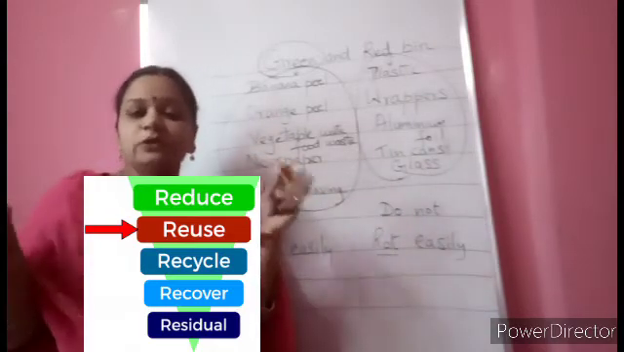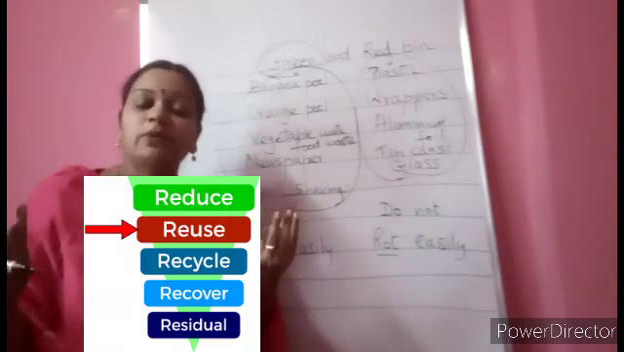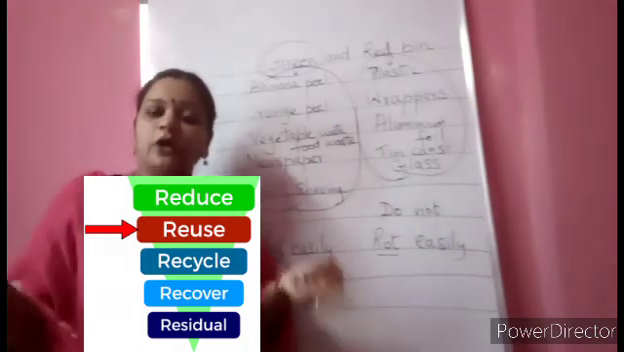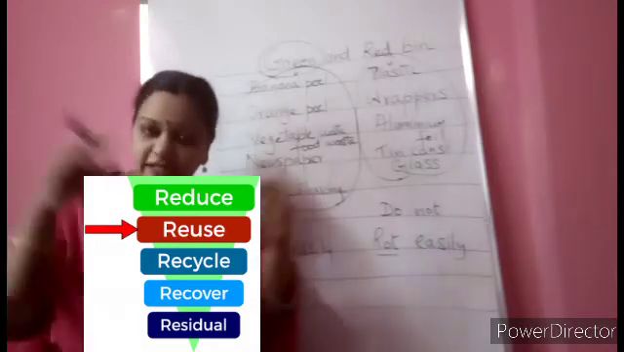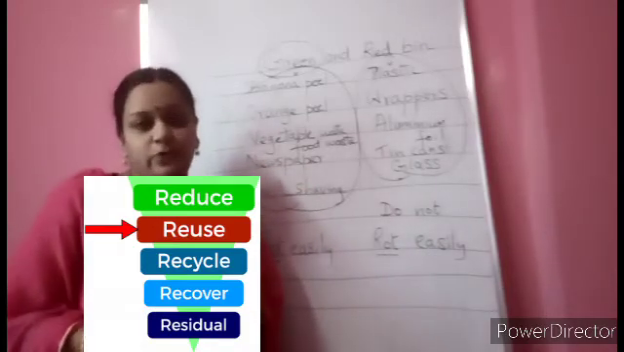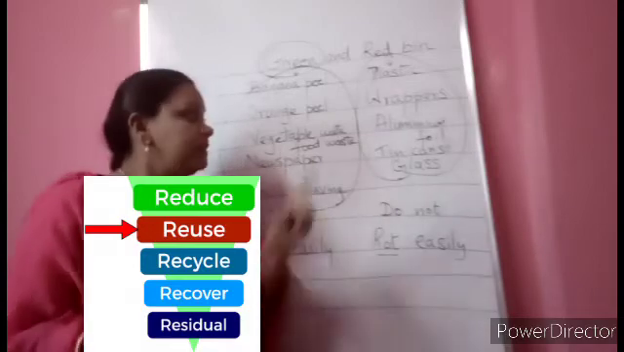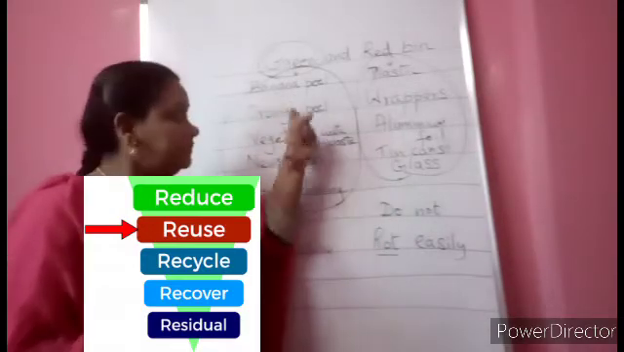With so much waste being produced all the time, one day the earth will become a big dustbin. So we should try to avoid and minimize the waste we are producing. How is it possible? By separating the bins, green bin and red bin.